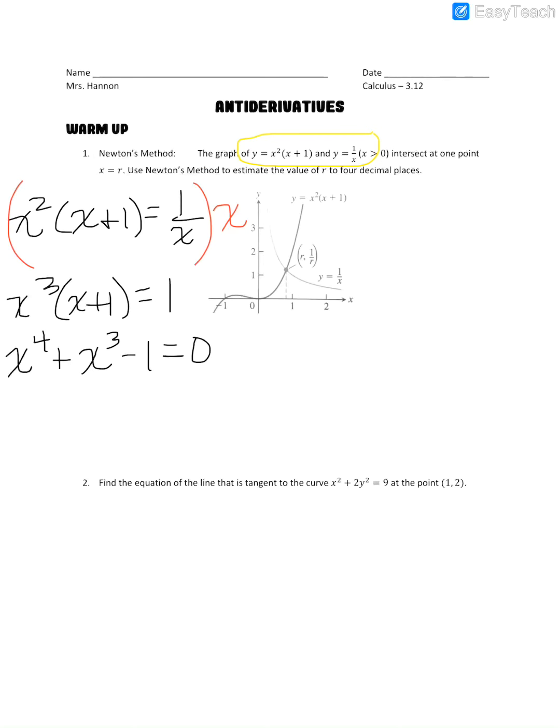Okay, so this is my equation, and I want to go ahead and set up my Newton's method equation. So I have x sub n plus 1 equals x sub n minus, we have our original on the top, and on the bottom we have the derivative.